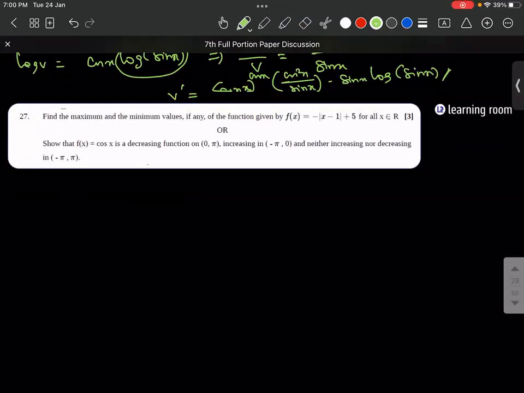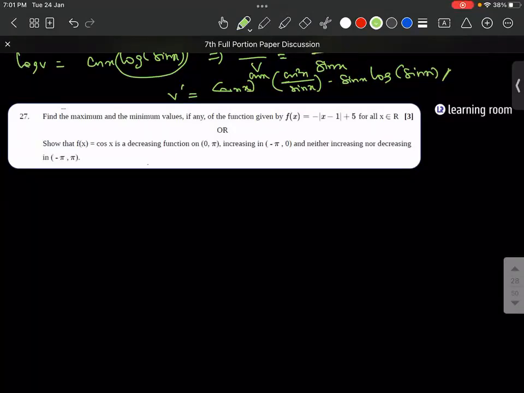So find the maximum and the minimum value of the function f of x is equal to minus mod of x minus 1 plus 5. So maximum value is 5. Minimum value is minus infinity, correct? Means it does not exist.